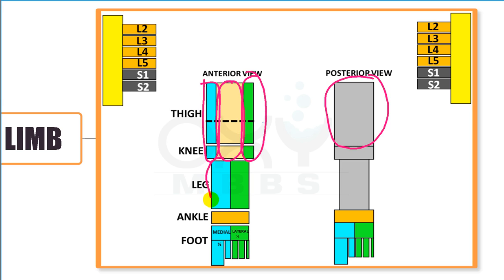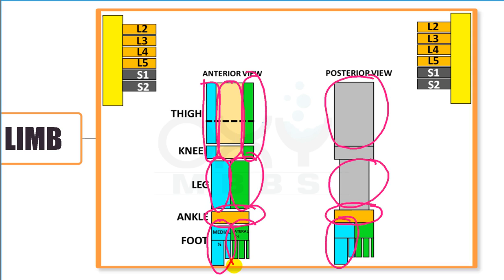This one is the medial half of the leg. This one is the lateral half of the leg. This one is the posterior side of the leg. Here is our ankle and there are no such anterior, posterior, medial, lateral in the ankle, okay. This one is the medial half of the foot in the anterior aspect and this one is the medial half of the foot in the posterior aspect. This one is the lateral half of the foot anteriorly and this one is the lateral half of the foot posteriorly or within the dorsum of the foot.